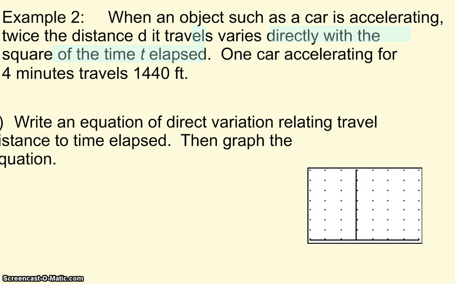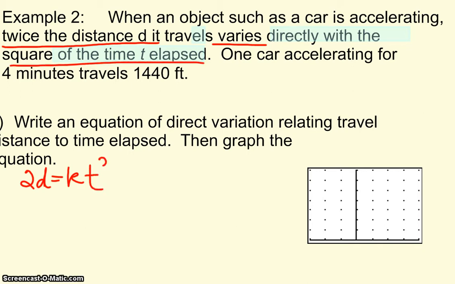Let's take a look at what it says about the variation. It doesn't say distance varies directly, it says twice the distance. So we're going to start with 2d equals k because it varies, and then directly means we're going to multiply with whatever comes next, and what came next is the square of time. So 2d equals kt squared.